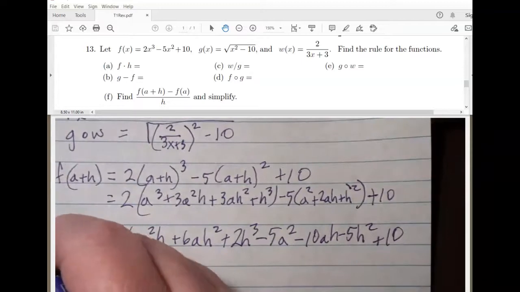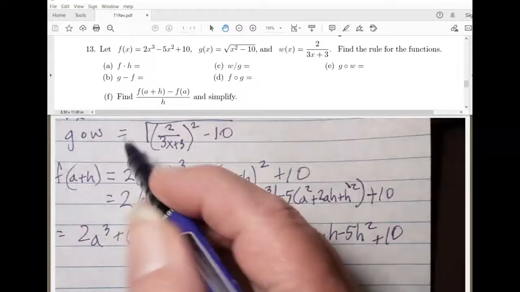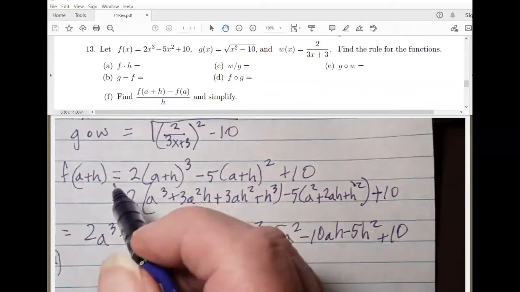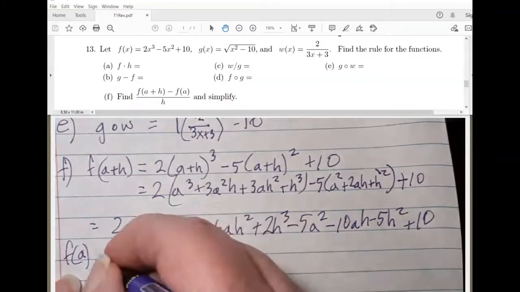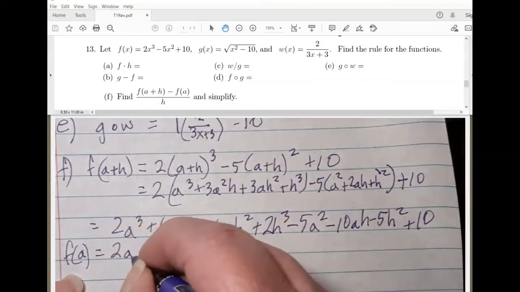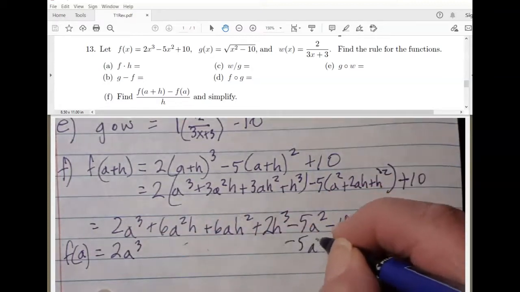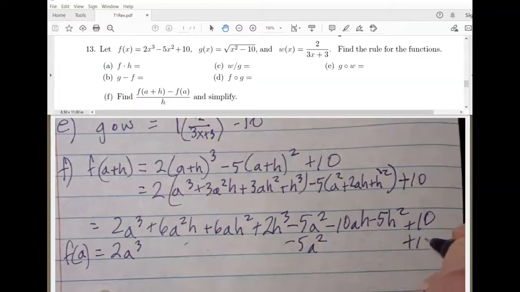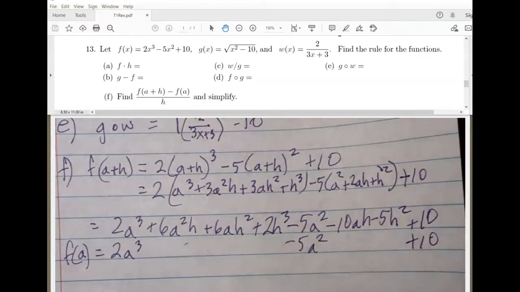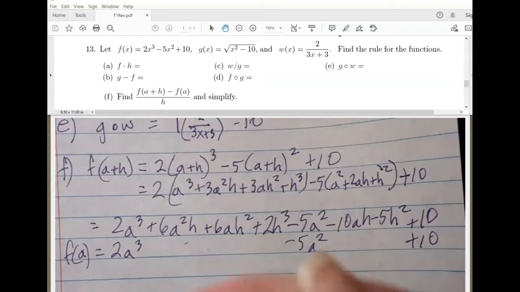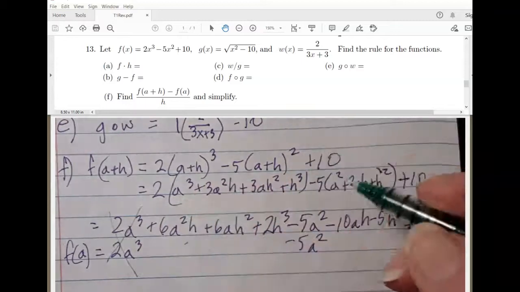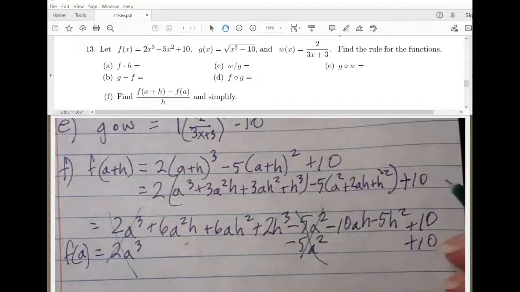Then we need f of a. So that's f of a plus h, and it says to do f of a plus h minus f of a. So f of a is 2a cubed minus 5a squared plus 10. If I write these under where they go, then I can see that I'm going to just scratch these out, really. So we have 2a cubed minus 2a cubed is going to give me 0 here. So these will go away, these will go away, and these will go away.